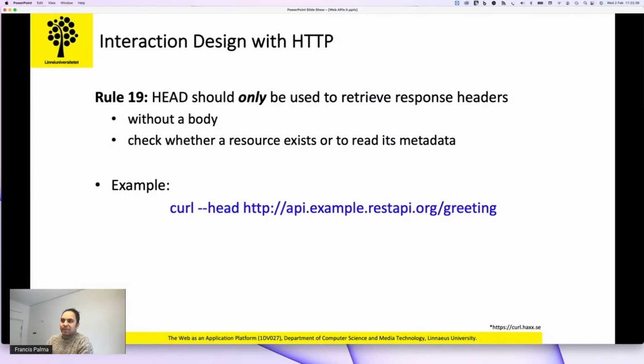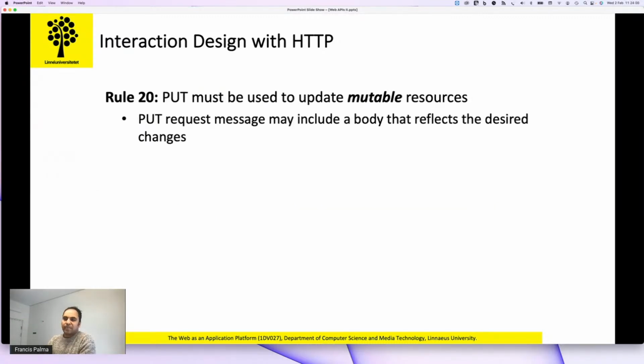So be careful to use the HTTP methods for what they are intended to do, and whether they should have a body or not. So don't override or overuse an HTTP method in your API. And then the PUT method should be used only on mutable resources, and if you try it on immutable resources, you will be denied anyway. But it may include a body or not, depending on your need.